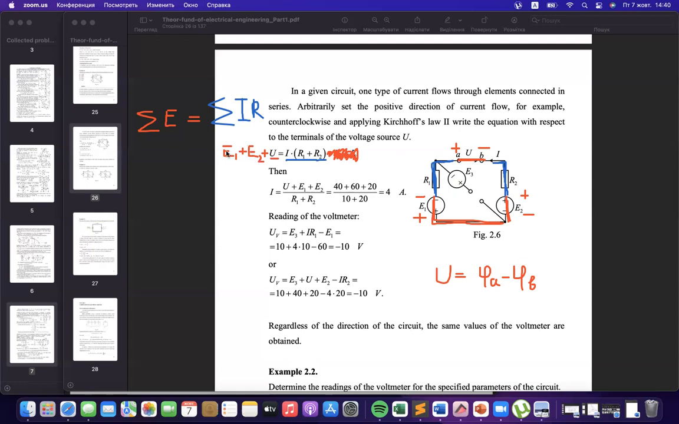Then we could move this electromotive force to the right part of our equation because this is a known variable, and write the equation in the form like here. And transform it to find the current as the only one unknown variable from this equation.